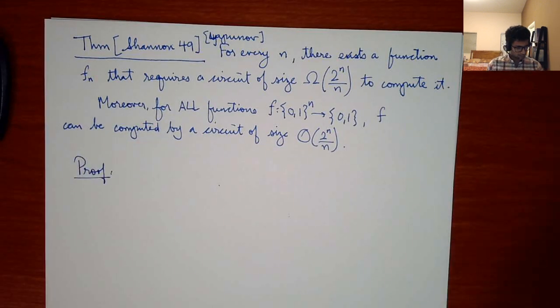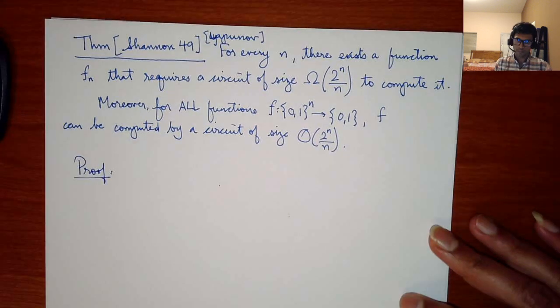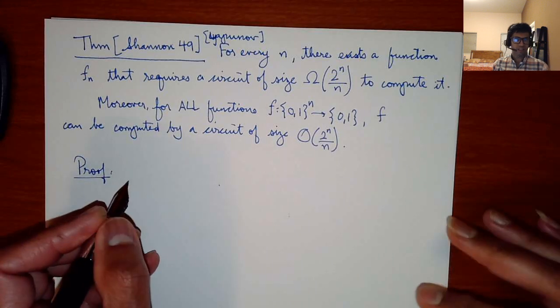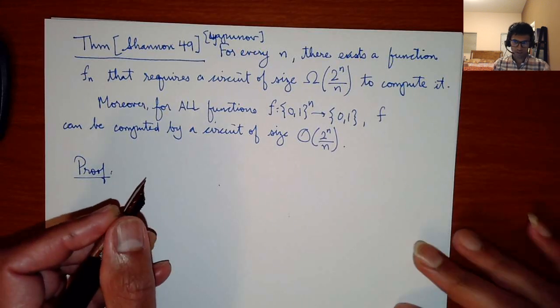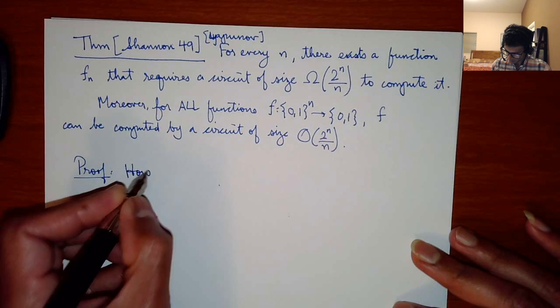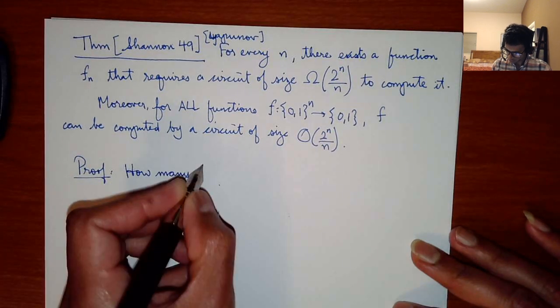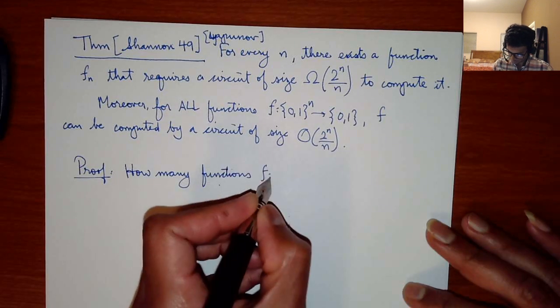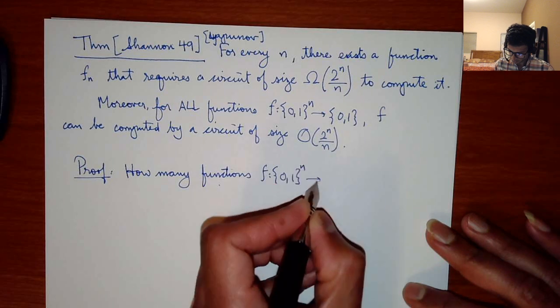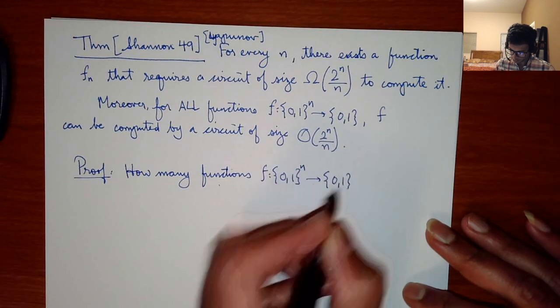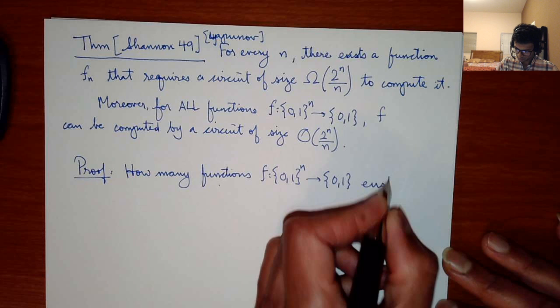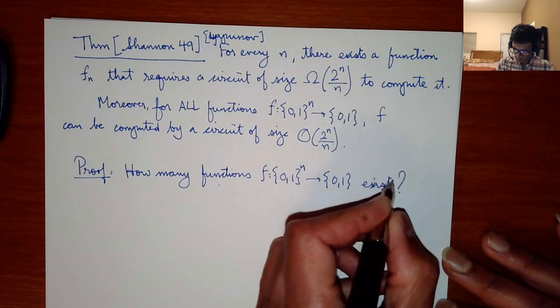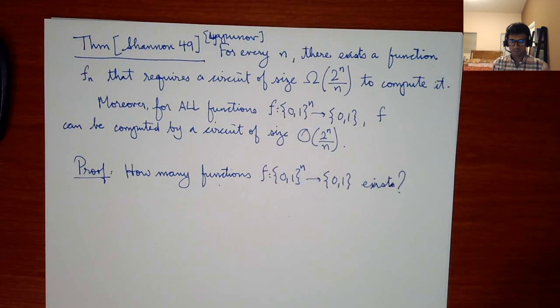Let's look at the proof. So I'm going to begin by proving the first part. It's a classic counting argument. Let's start by asking: how many functions on n-bit inputs that provide a single bit output exist? How many functions exist which have n inputs and 1 output?